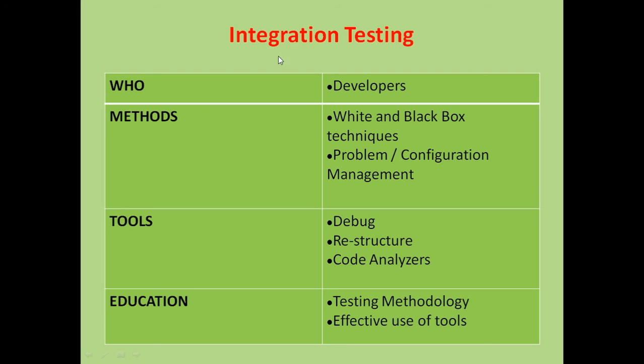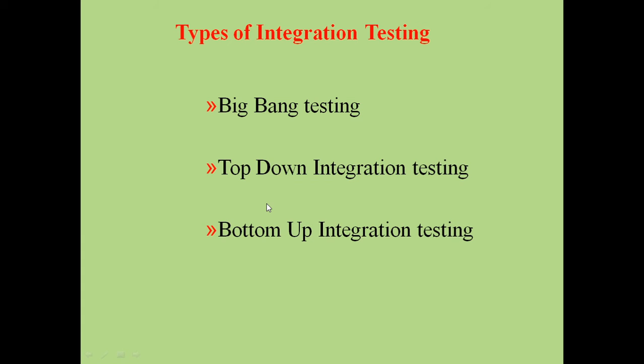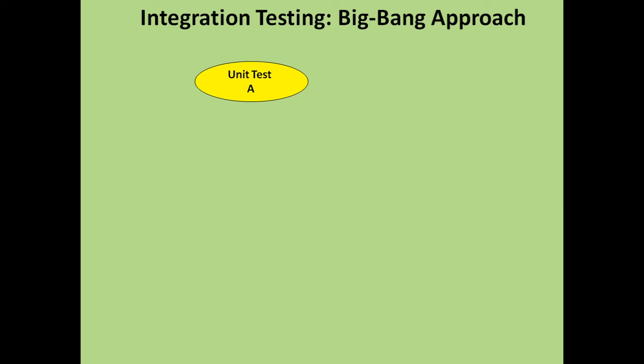So who does the integration testing? That is the developers. The methods used for integration testing are white and black box techniques, and we also do problem management and configuration management. These are the various methods we use as a part of integration testing. Again, we might require tools such as debuggers, restructuring tools, or code analyzers. We also need good knowledge of the testing methodology and effective usage of tools. So, types of integration testing. Now let us go to these various types.